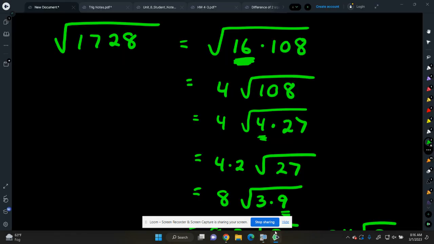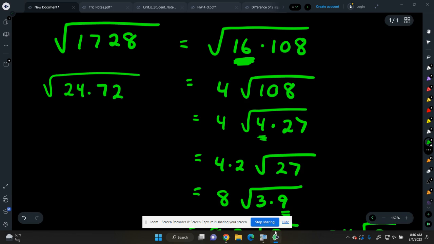Let's do that. If I got the square root of 24, okay, please pay attention because when I asked you guys how to do this, nobody answered me. Nobody knew how to do it, so please pay attention, right, D'Angelo? Please pay attention.